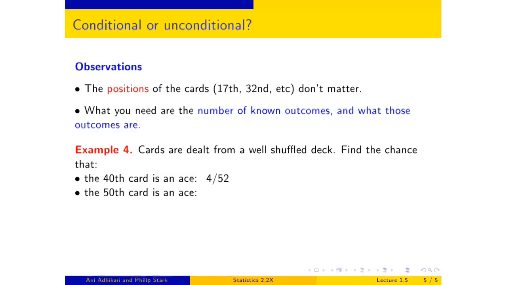What is the chance that the 50th card is an ace? Same thing. Each card is equally likely to appear in place 50. There are 4 aces out of 52 cards, and so the chance is 4 in 52.